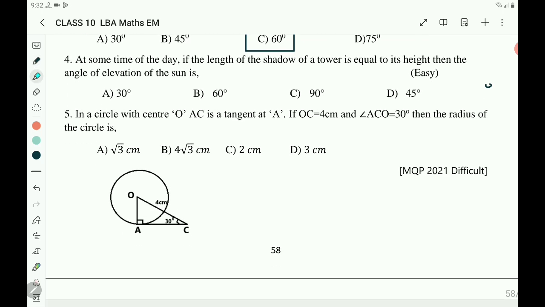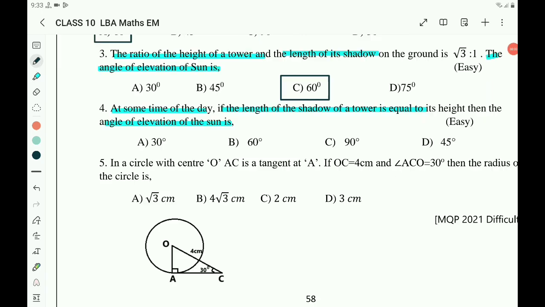The next question. At some time of the day, if the length of the shadow of a tower is equal to its height, then the angle of elevation of the sun is. Here, what is given? Length of the shadow of the tower is equal to its height. Tower height and its shadow are equal, which means you will get a right angle triangle in which two angles are equal.